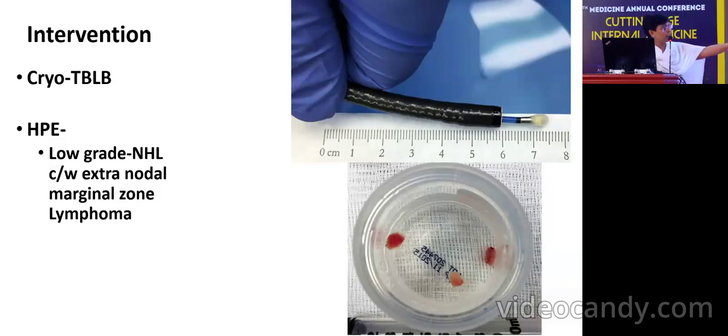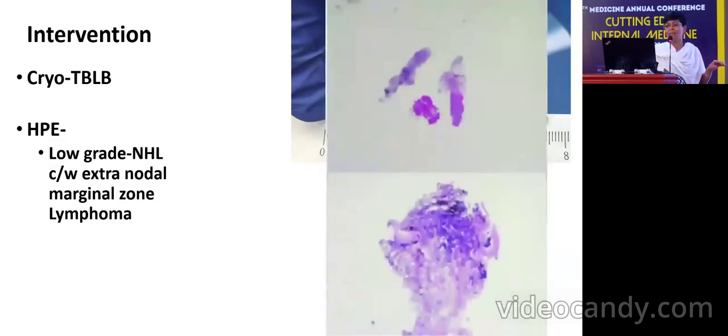So look at the size of the tissue, and I'll just put a comparison. The above one is the normal bronchial biopsies, which we take with the simple biopsy, and this is the cryo-TBLB specimen. So that's the difference.